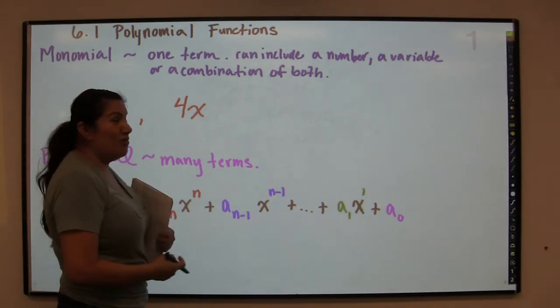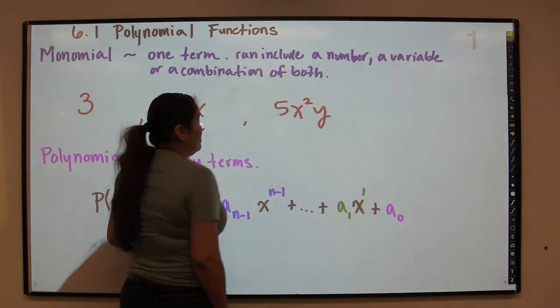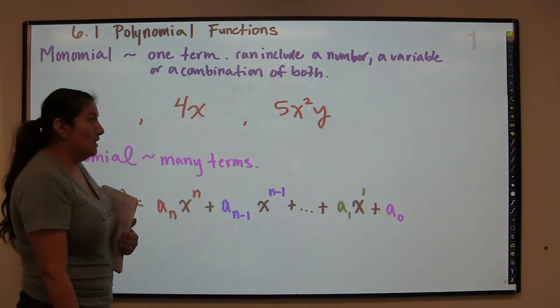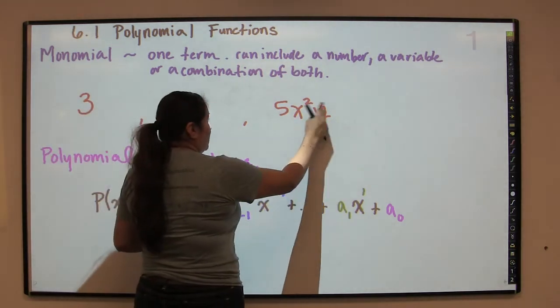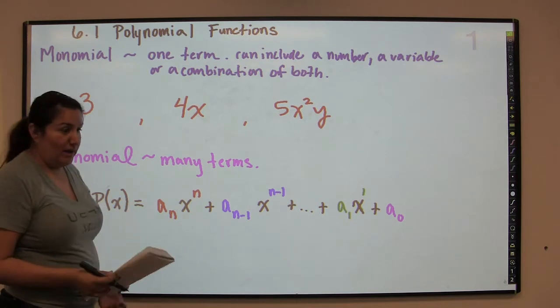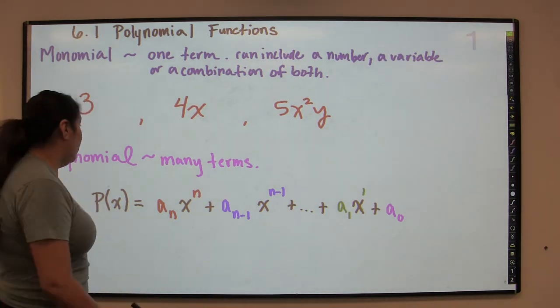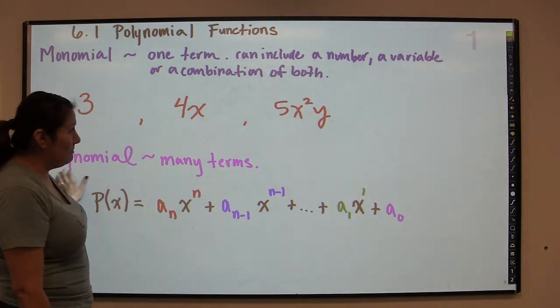But it can also have more than one variable. So you could have something like 5x squared y, which would also be considered a monomial. It's one term with a number and two different letters, and the letters have different exponents, and that's totally okay. Those are just some examples of what monomials look like. But we're going to be focusing more on polynomials, and the word poly means many. So a polynomial is many terms.